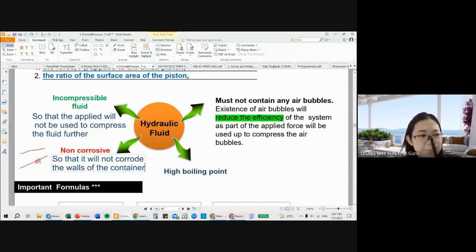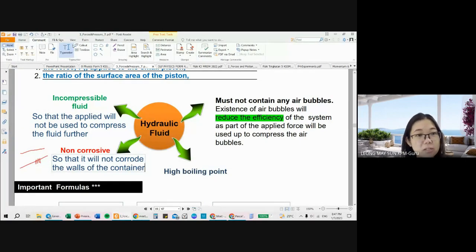Ian, please kindly revise your statement. It is more on latent heat, not boiling point. Almost there, but a bit off. Hua Yang's answer is actually correct. Xu Yang's answer is also correct. It's the temperature needed to change from liquid to gas. All right, so a hydraulic fluid needs to have a high boiling point.